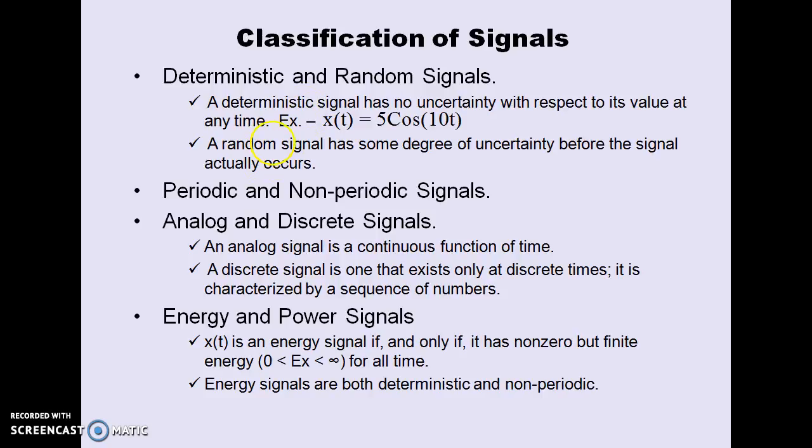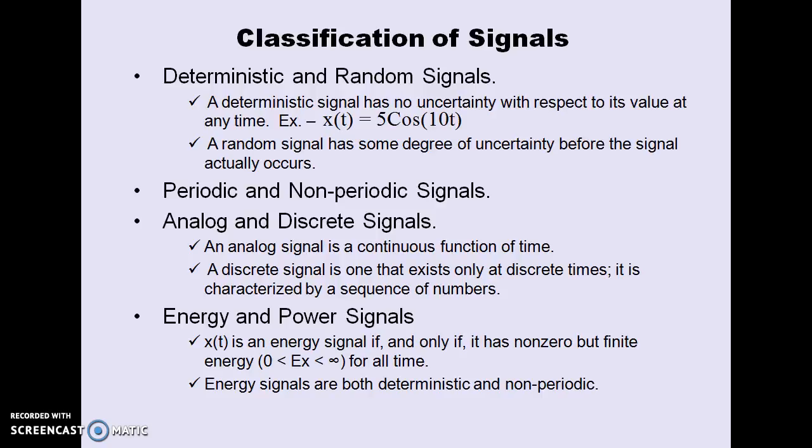There is another classification, periodic and non-periodic signals. A periodic signal repeats itself after a certain period, but a non-periodic signal does not repeat itself. Analog and discrete signals is another classification. An analog signal is a continuous function of time, and a discrete signal is one that exists only at discrete times. It is characterized by a sequence of numbers.